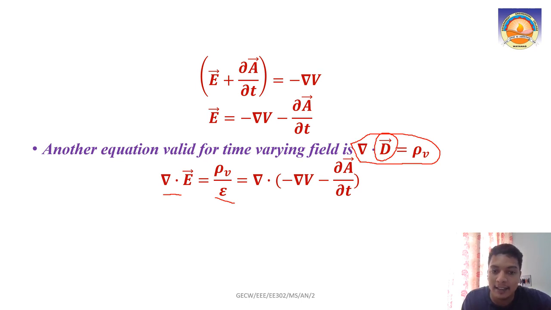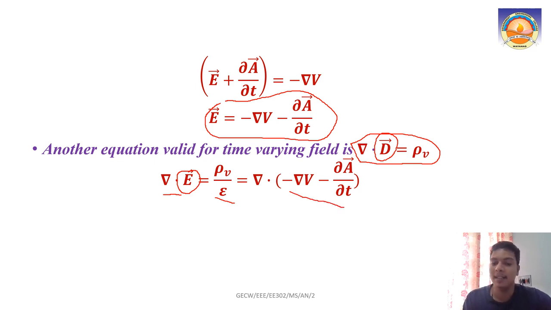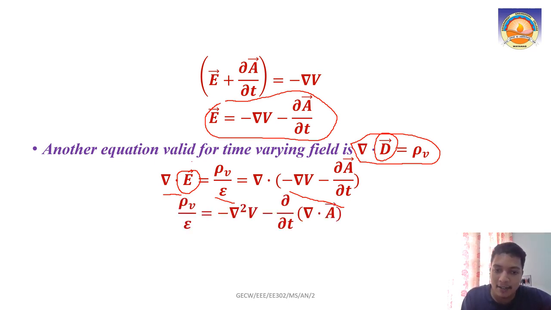The electric field intensity E that we already got is minus del V minus dou A by dou t for the time varying field. So we can apply that here. That will become del dot, in terms of electric field, minus del V minus dou A by dou t. Now this rho V by epsilon, we are concentrating on the other part. Rho V by epsilon will become minus del square V minus dou by dou t of del dot A.